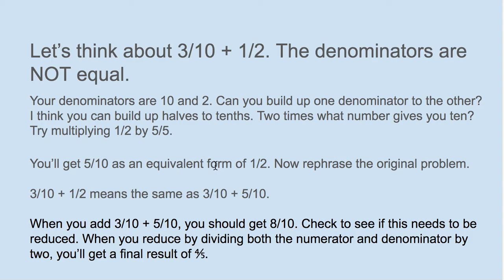Now rephrase the original problem. The original problem was 3/10 plus 1/2, and that means the same as 3/10 plus 5/10. When you add 3/10 plus 5/10, you should get 8/10. Check to see if this needs to be reduced. When you reduce by dividing both the numerator and denominator by 2, you'll get a final result of 4/5.